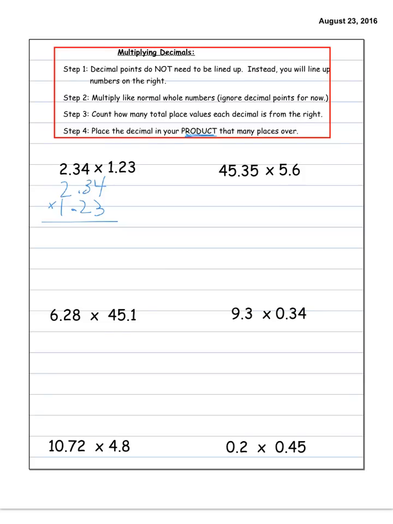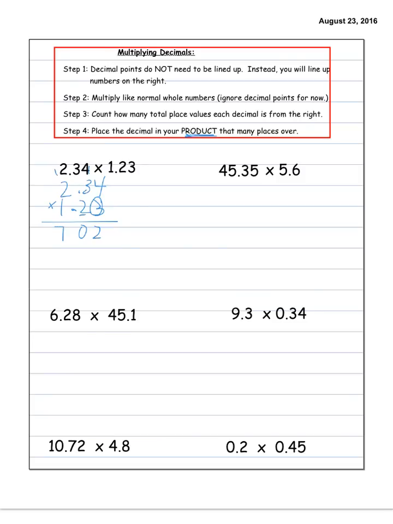Step 2 says multiply like normal whole numbers. So we start with this 3, and we multiply it by each of the top numbers. 3 times 4 is 12, put down our 2, regroup our 1. 3 times 3 is 9, plus that 1 we regrouped is 10. 3 times 2 is 6, plus that 1 that we just regrouped is 7.